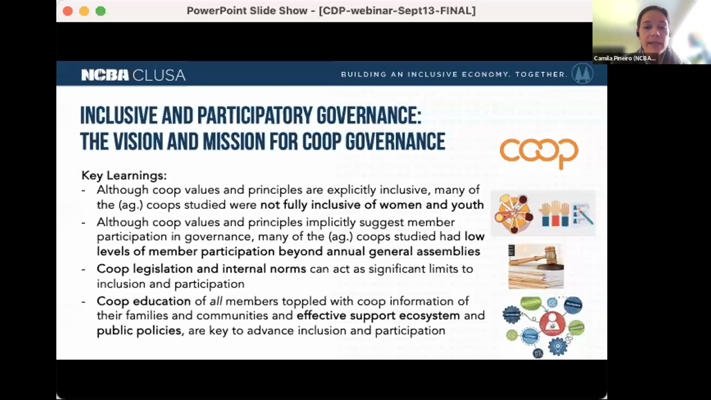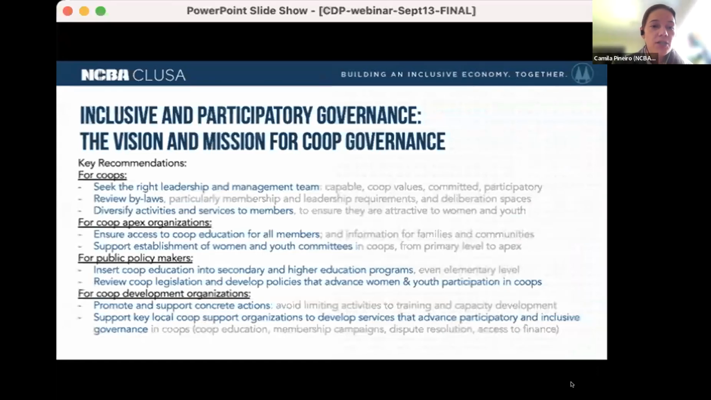Next, please. And so in terms of recommendations for cooperatives, very quickly, we need to seek the right leadership and management. This is true for making sure our processes are participatory and inclusive. We know how important it is to have the right managers that are committed, that understand cooperatives, and that have participatory style leadership. As mentioned, the bylaws I just explained. There is a lot that can be done there, seeing what are the barriers for women and youth inclusion.